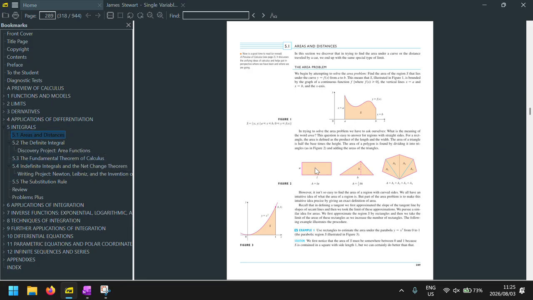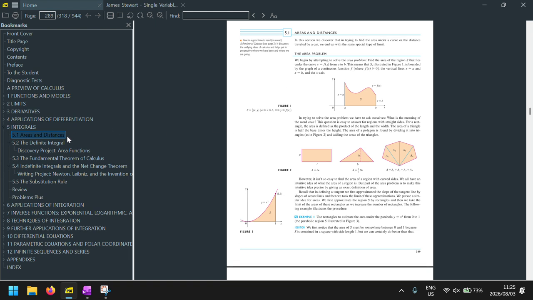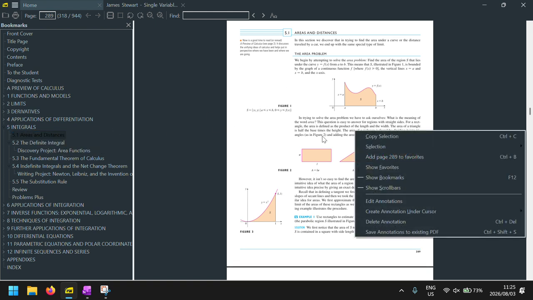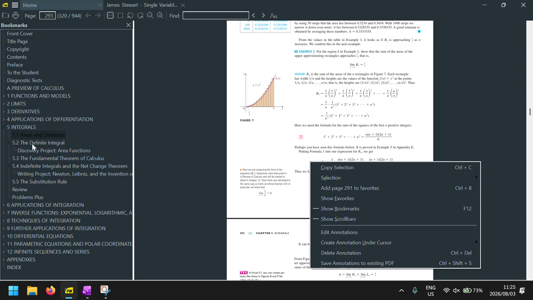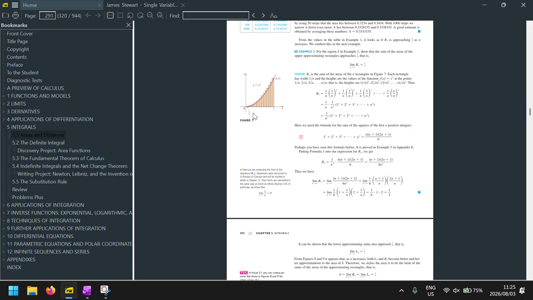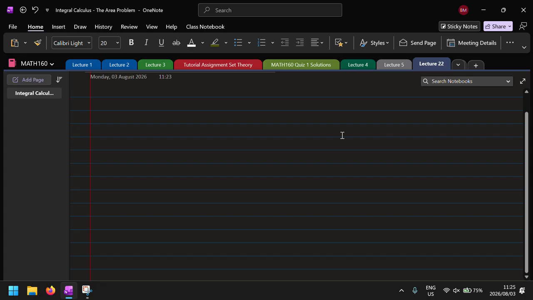Please carry on reading here for the area problem. And then for next week, Thursday, the definite integral, the 5.2. If you're reading ahead, please read 5.1, 5.2 for Thursday, and then for next week, Monday. Any questions before we start? They're all good. Okay, so let's start.